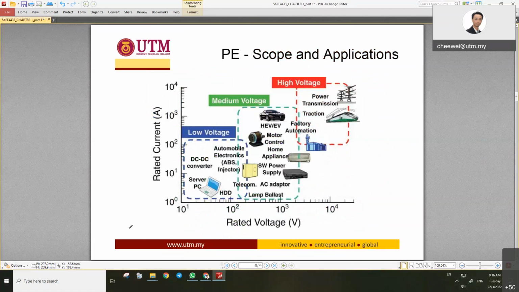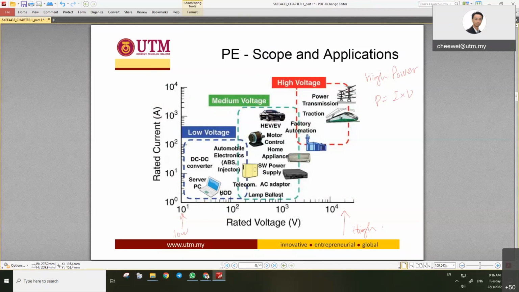You see that it's actually ranging from very low voltage to very high voltage. High voltage and high current means what? High power. P equals IV, right? So this area, the red color, high voltage and also high current, becomes high power. The green color, medium voltage and medium current, if you multiply, becomes medium power. Low voltage and low current applications will be low power applications here.